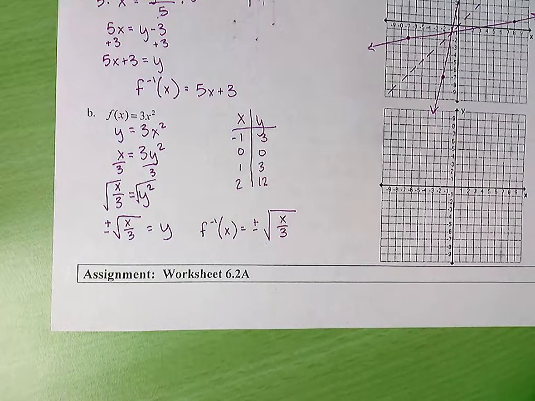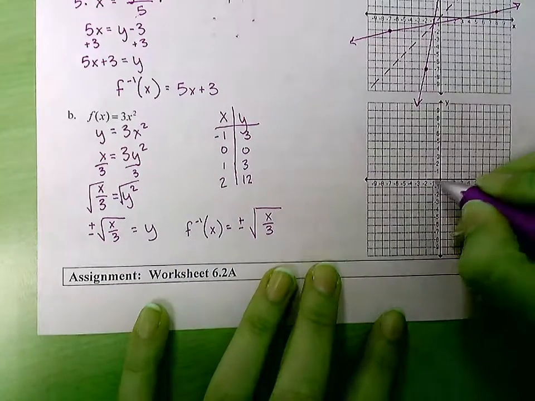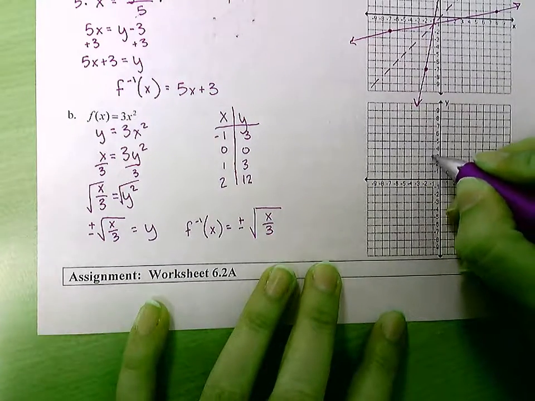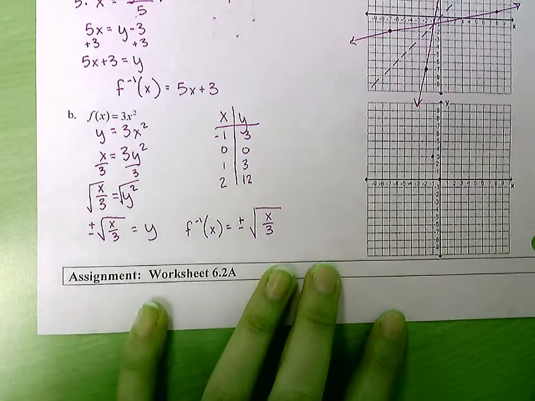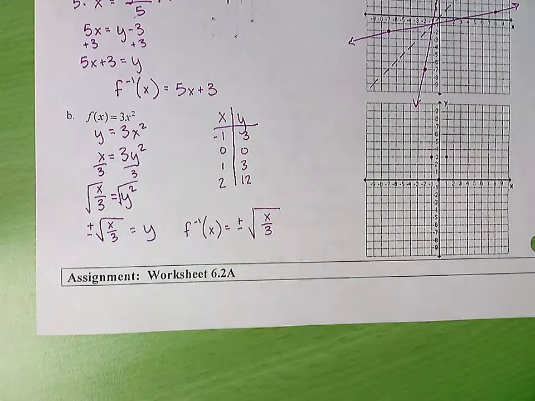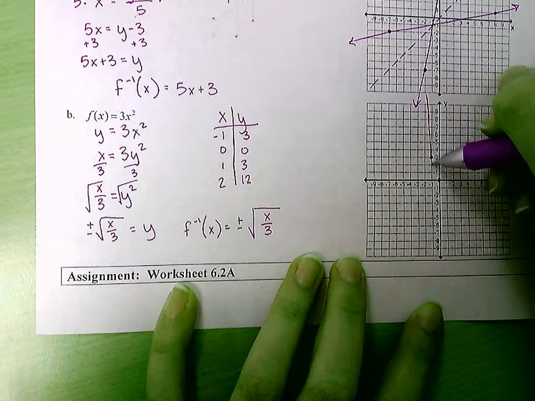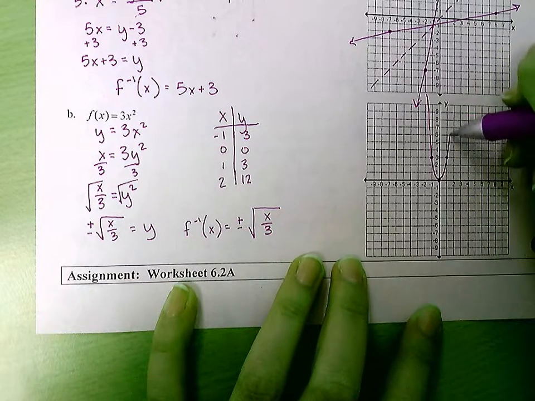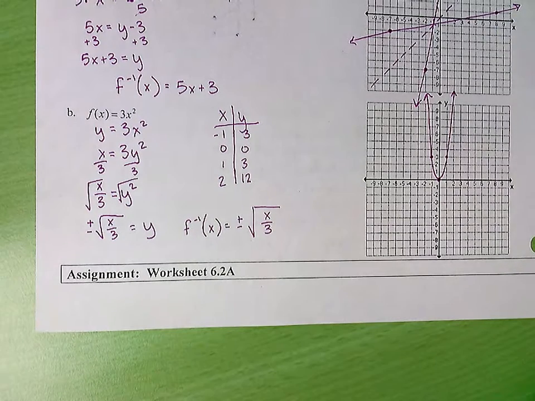All right, so now I want to plot these points for my original. So I have -1, 3. I have 0, 0. I have 1, 3, and then 12 will go off that graph. Okay? So you should make this parabola shape here. Okay? Kind of see it, right?